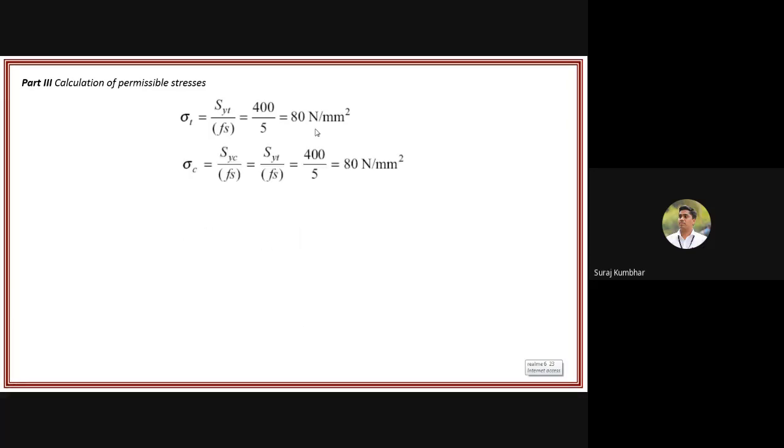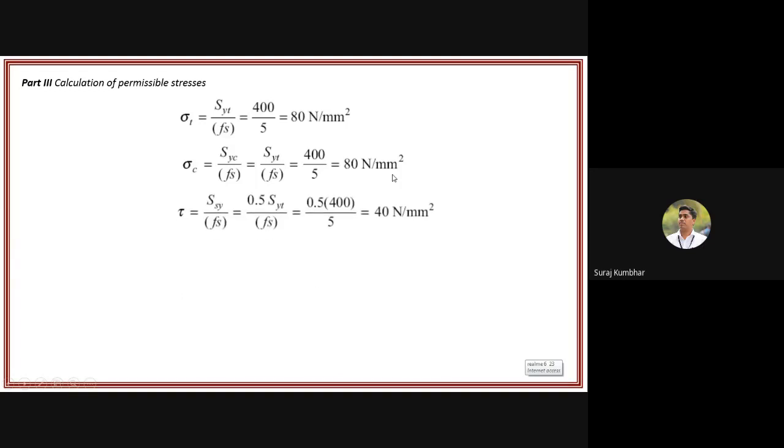Next, the compressive stress: sigma c is equal to the yield strength in compression divided by the factor of safety. We already assumed that the yield strength in compression is equal to the yield strength in tension, as we considered in the selection of the material. So that is SYT upon factor of safety. We know the yield strength value is 400 divided by a factor of safety of 5, so the permissible compressive stress value is again 80 Newton per mm square.